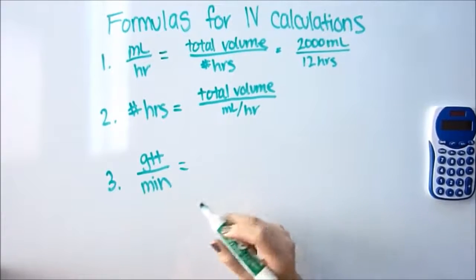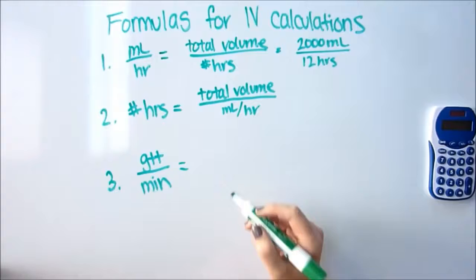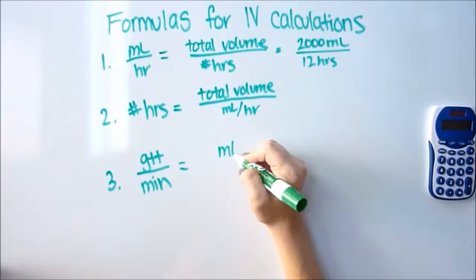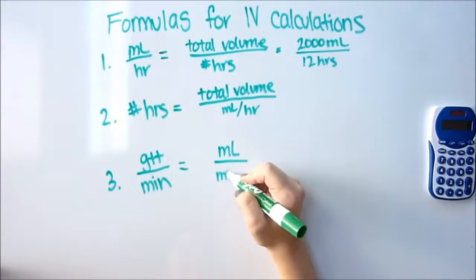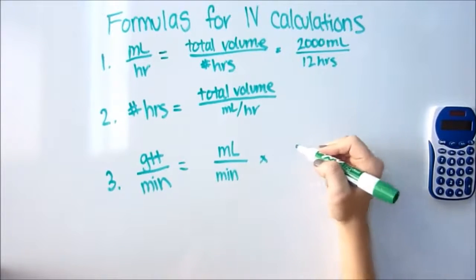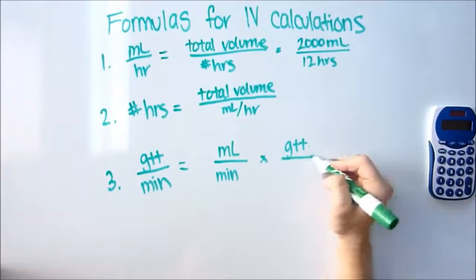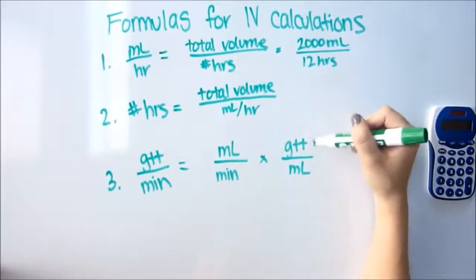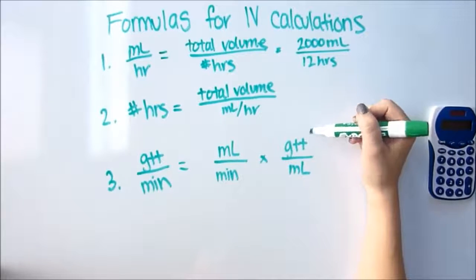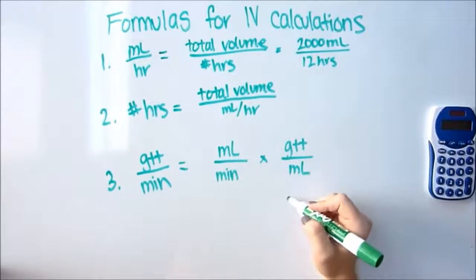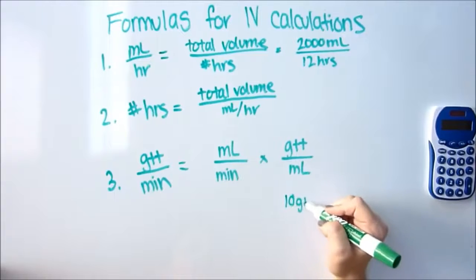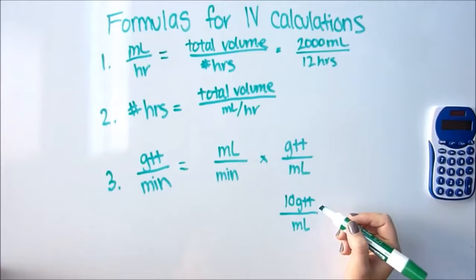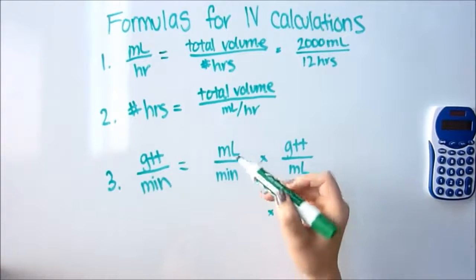The next one is GTT per minute, which is basically drops per minute. To find that, you're going to take your ml over minutes multiplied by GTT per ml. Usually they'll give the calibration, which is what the set is calibrated to. For example, they might give 10 GTT per ml. It's most likely given in the problem, multiplied by ml per minute.